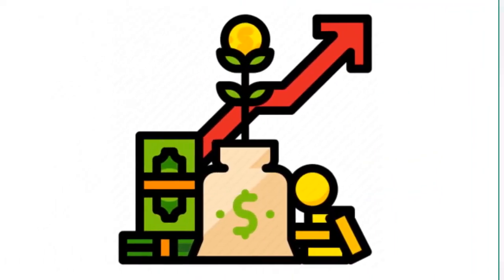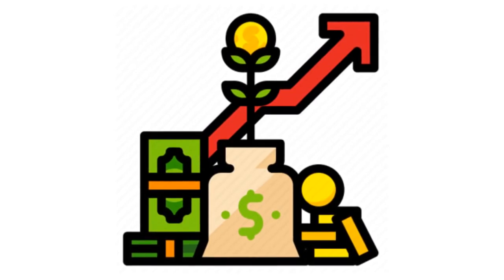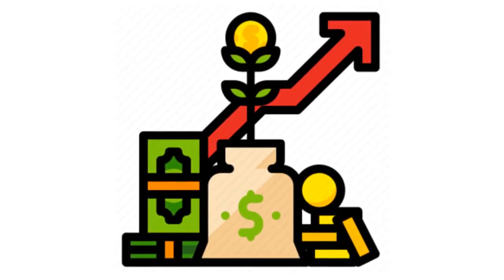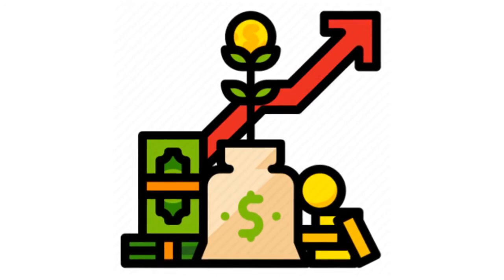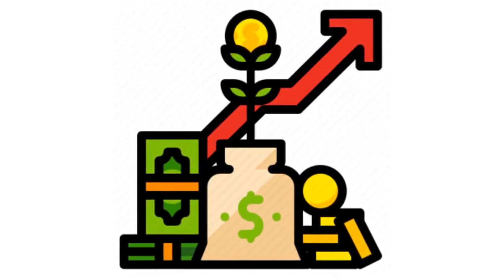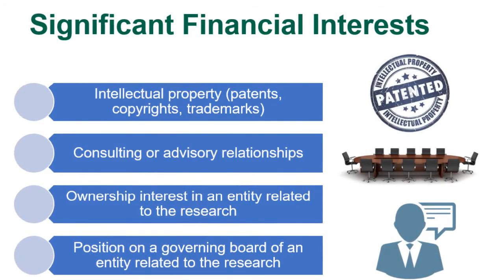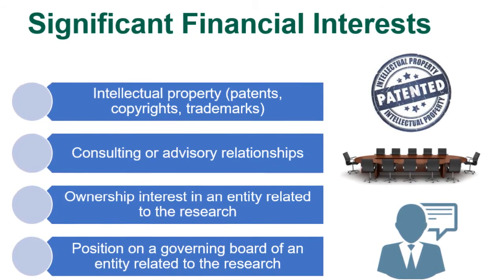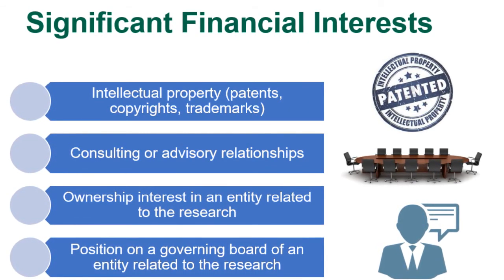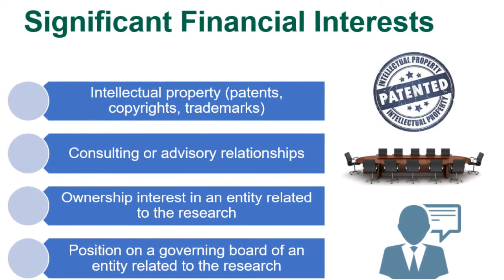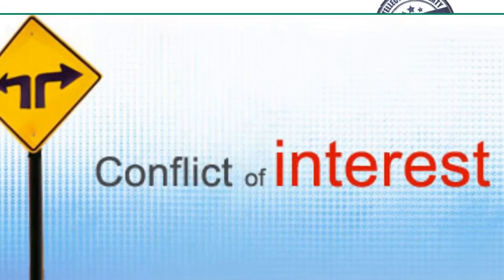A non-financial COI may arise in many ways. The desire for tenure or the need to produce data in support of an ongoing hypothesis are just two examples of such COIs. SFI is defined as a financial interest consisting of one or more of the following interests that may reasonably appear to be related to the researcher's organizational responsibilities. This involves intellectual property, consulting and advisory relationships, ownership interests in an entity related to the research, and/or position on a governing board of an entity related to the research.